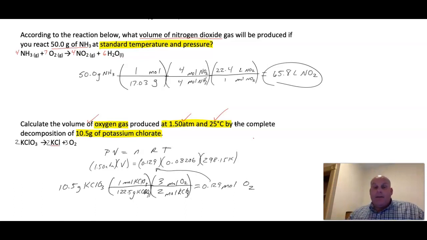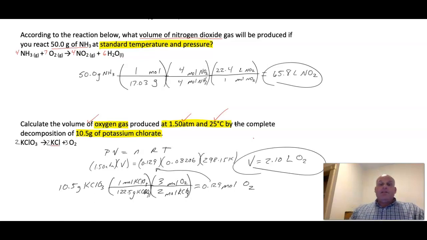And now I'm able to solve for the volume of the O2 gas. If I do that work there, I would get the volume would equal 2.10 liters O2. So there's the difference between gas stoichiometry at STP, where I can just use molar volume of the gas, and a gas stoichiometry that is not at STP, so I have to use the ideal gas law equation to account for those different temperature and pressure values.